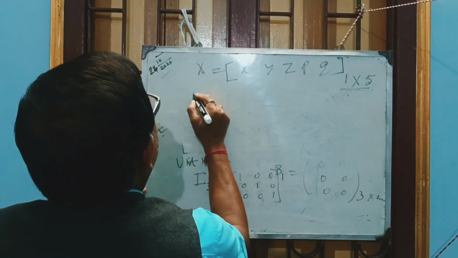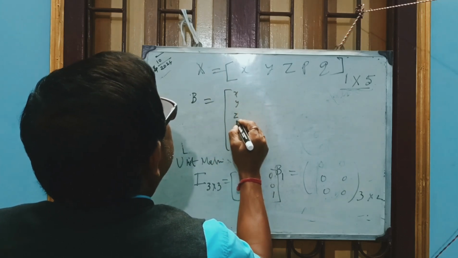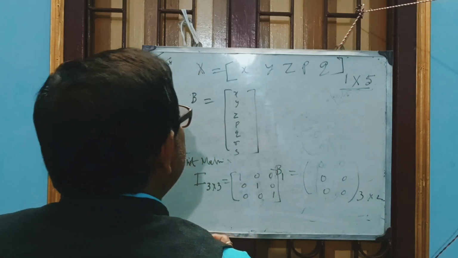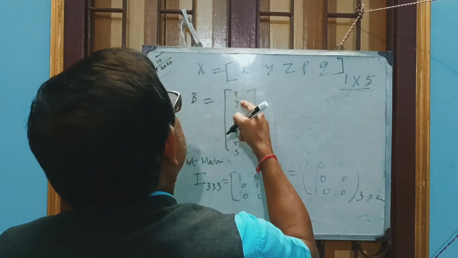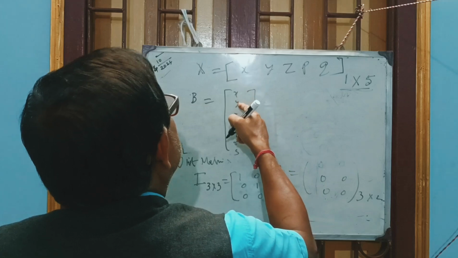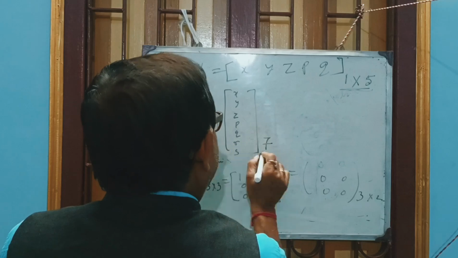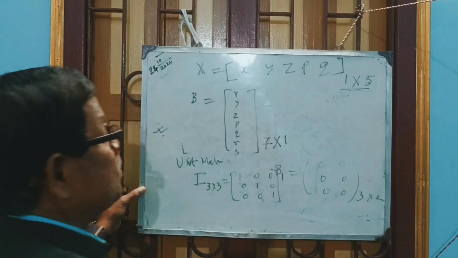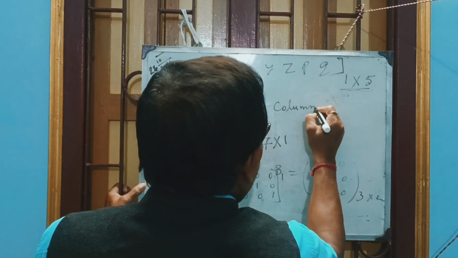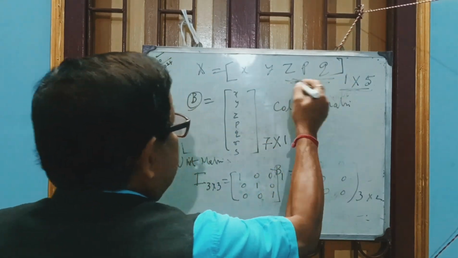If the matrix is of the form x, y, z, p, q, r, s, it has 7 rows and only 1 column. This is a matrix of the order 7 by 1. That is called column matrix, C-O-L-U-M-N, column matrix. And this is called row matrix.